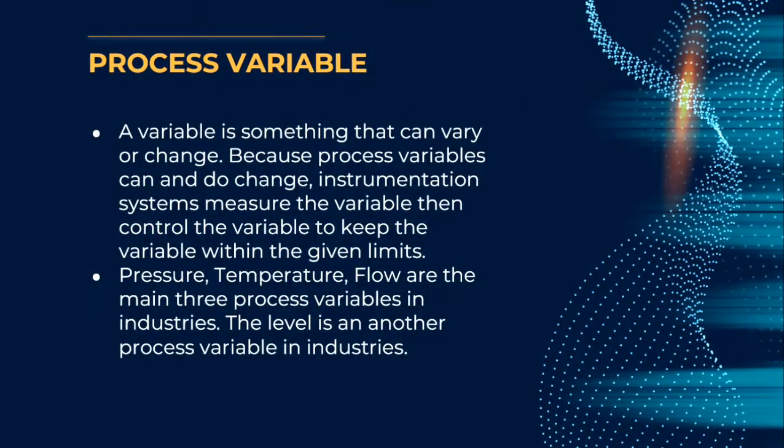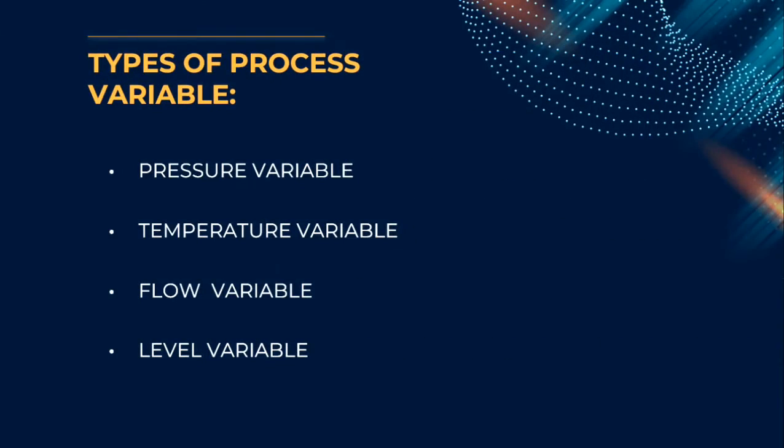A variable is something that can vary or change because process variables can and do change. Instrumentation systems measure the variable, then control the variable to keep it within the given limits. Pressure, temperature, and flow are the main three process variables in industries. The level is another process variable in industries. These are the types of process variable: pressure variable, temperature variable, flow variable, level variable.